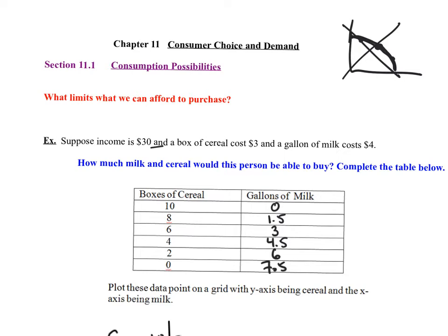So the question is, what limits what we can afford to purchase? It's two things. One is our income, and the other is the price of the products. If you have more income, you can obviously buy more. If prices are lower, you could also buy more.